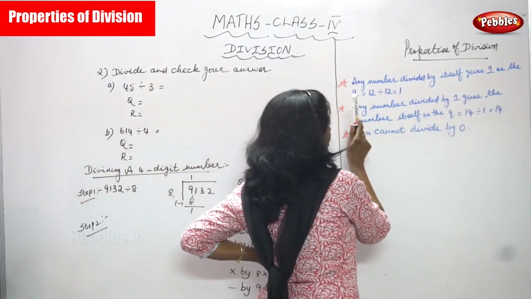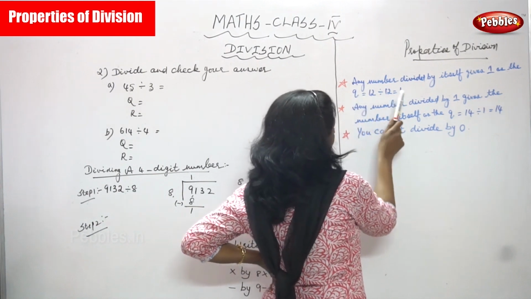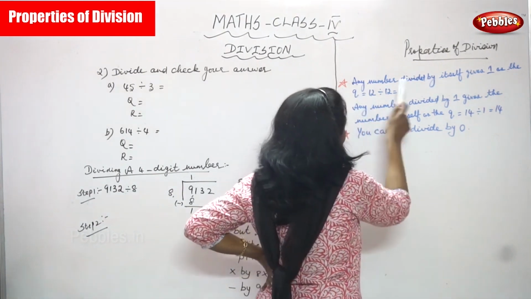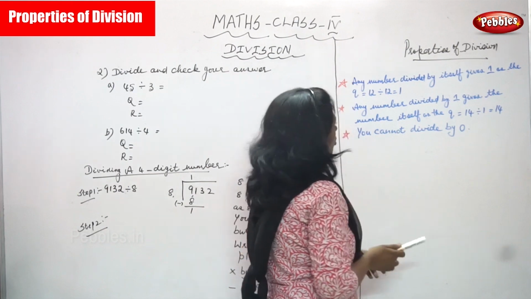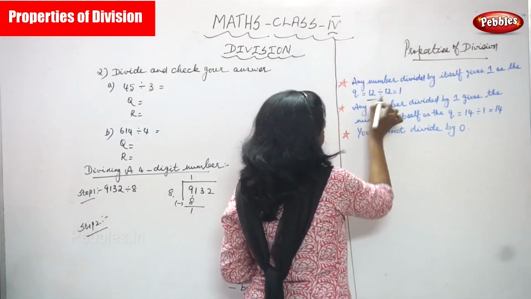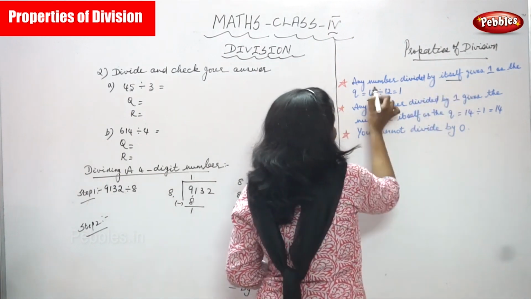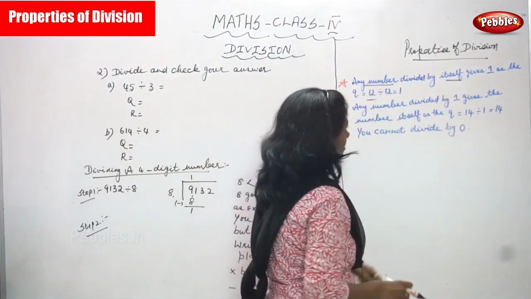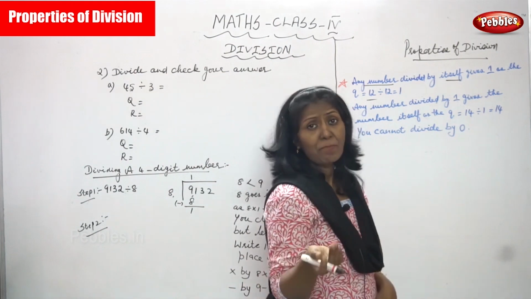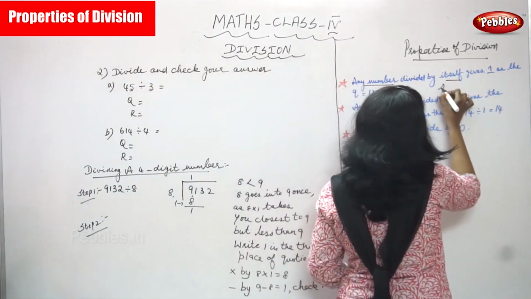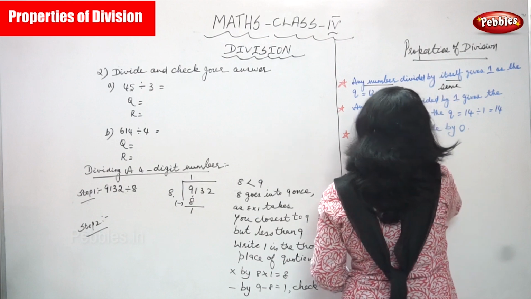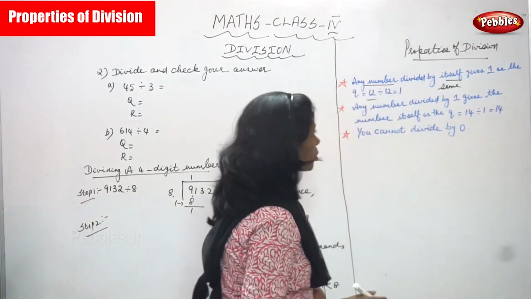Q means quotient. 12 is divided by 12, you get 1. Any number means I am taking 12 as an example. Itself means the same number. So 12 divided by 12, you get 1. So 1 is the quotient.